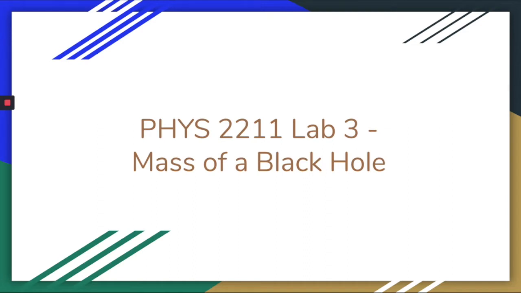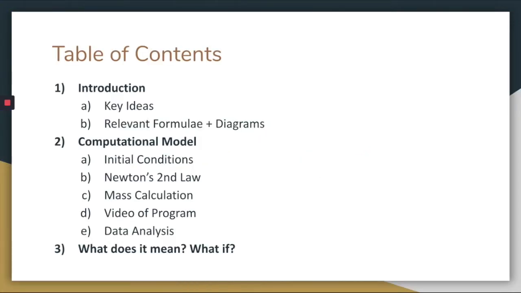This lab examines the mass of a black hole calculated by analyzing the motion of a star orbiting the black hole. I'll first introduce some key ideas, relevant formulae, and explanatory diagrams. I'll then discuss my computational model, its use of Newton's second law, the method by which I determine the mass of the black hole, and the data produced by my model. And finally, I'll answer some essential questions about the lab.